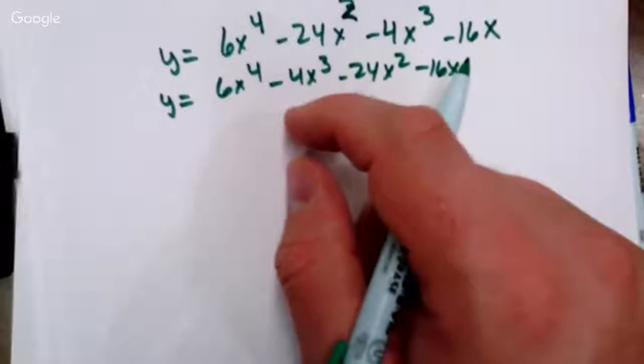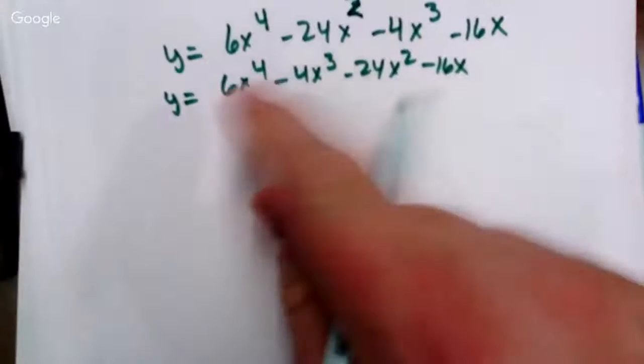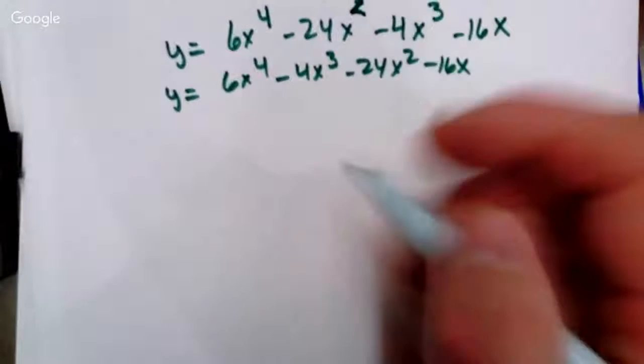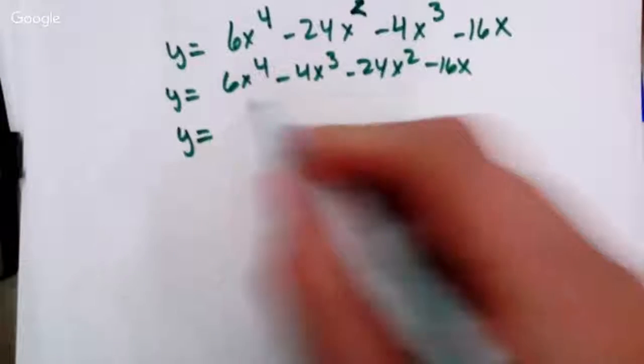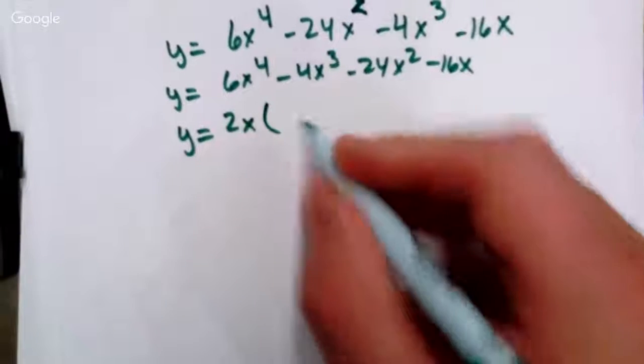What do we do first? We don't find the factors first. We take out what they have in common. What do all these have in common? Now, we've got to take it out. So we've got a 2x. So we take that out.